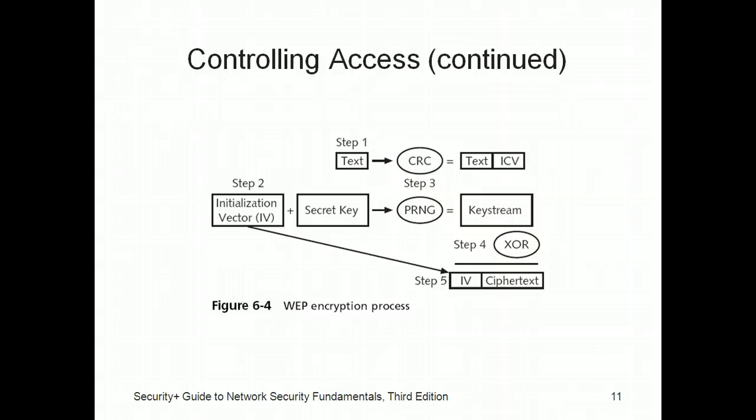Then step 4, it does an XOR with whatever is left over from the key stream. And then you finally have the ciphertext, which actually goes over the air. This is the part that's hacked right here, by the way. We'll talk about this Thursday more.